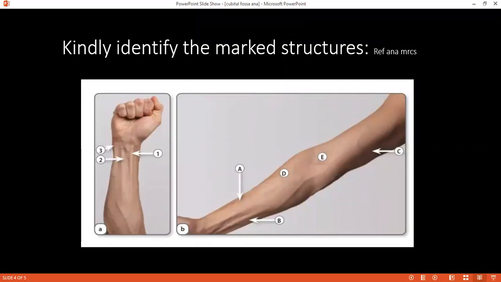Okay, can you please tell me here in picture B the structures from A to E? Yes, structure A is the... structure B is again the flexor digitorum superficialis tendons. Structure D is the brachioradialis muscle. Structure E is the median cubital vein. Ma'am, structure C is the biceps brachii muscle.